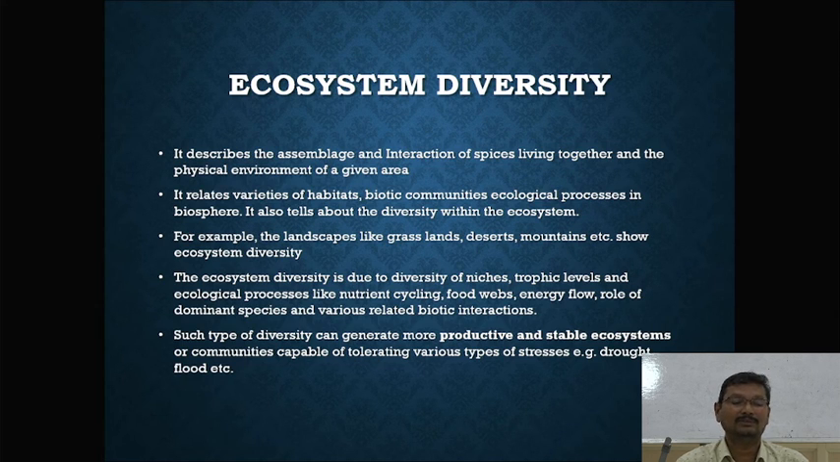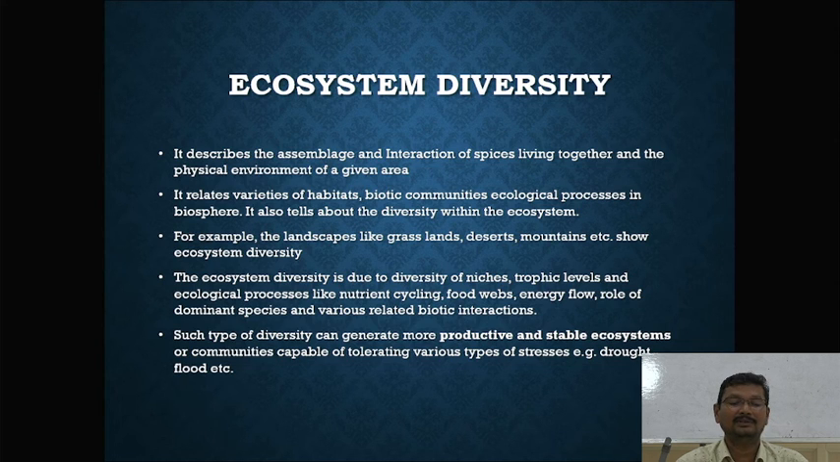Ecosystem diversity is due to the diversity of niches, trophic structures, and levels of ecological processes like nutrient cycling, food webs, food chains and energy flows. These all we are discussing in the ecosystem diversity.